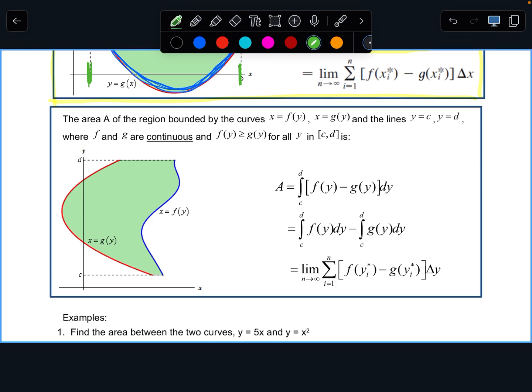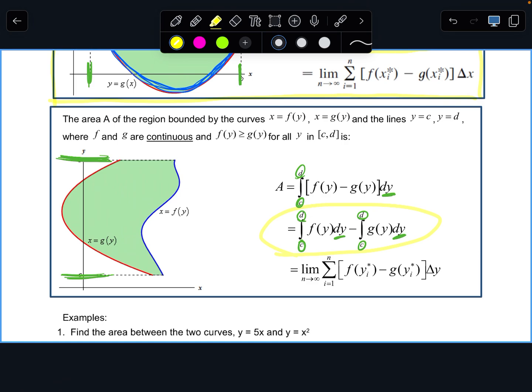For this one, I think of the positive x-axis as a positive y-axis. If you think about twisting this over, we're going to be integrating from c to d, because we're going up and down. So this is going to be dy, and all of this stuff is y stuff. Again, this is the formula I usually default to when I'm first doing it.